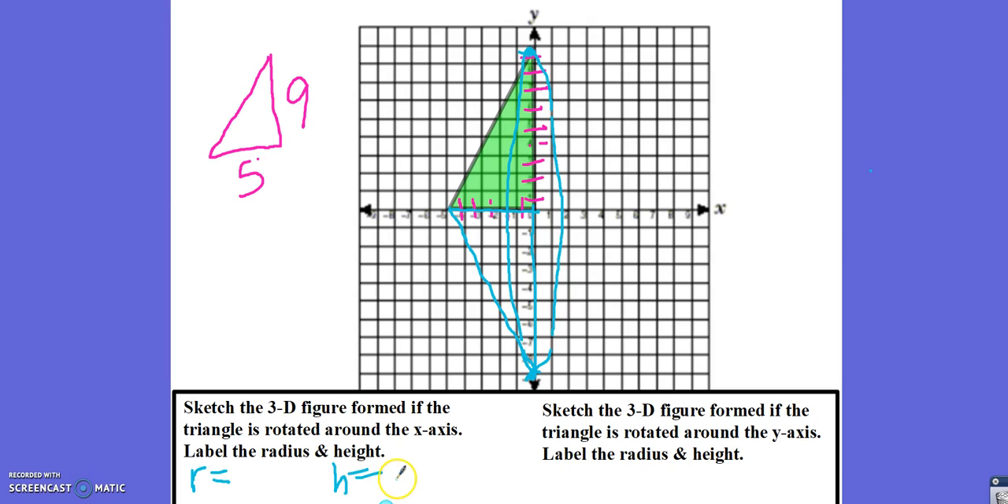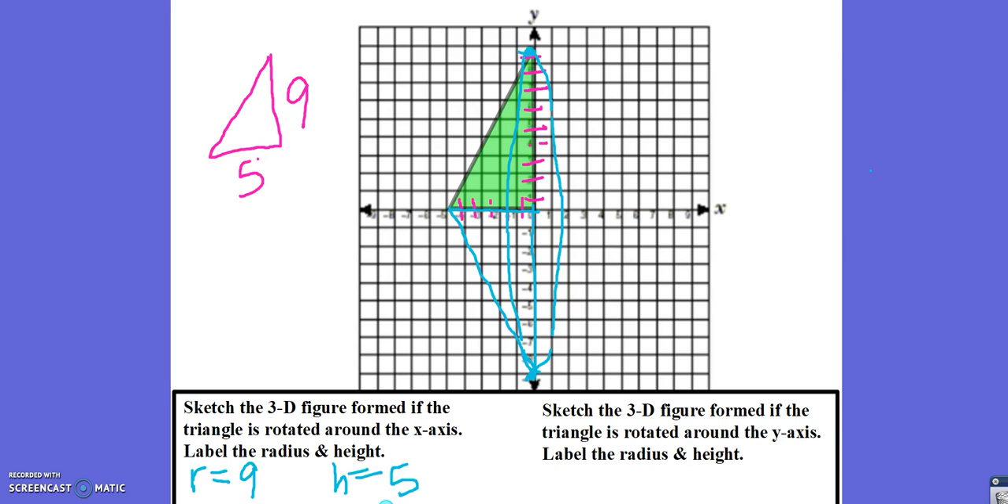The radius only comes from a circle, so we're looking at this circle base that we just drew in, and on that circle base, the radius, half of that side that we just counted, is going to be equal to 9. The height is going to be the other dimension of that triangle that we determined to be 5. So that one has a radius of 9 and a height of 5.